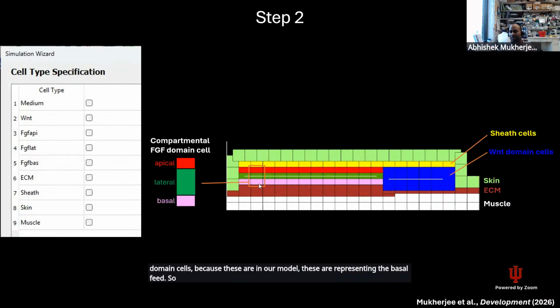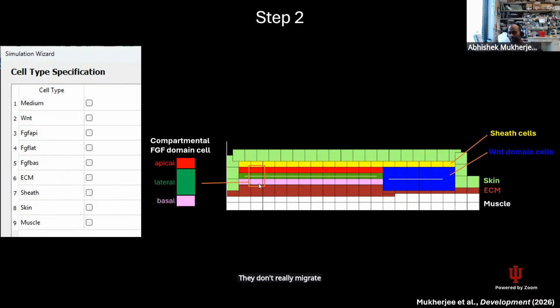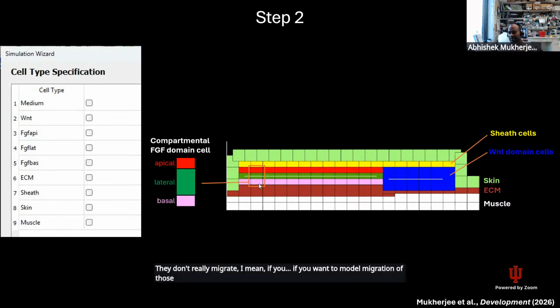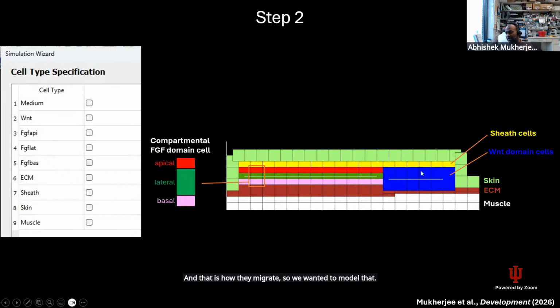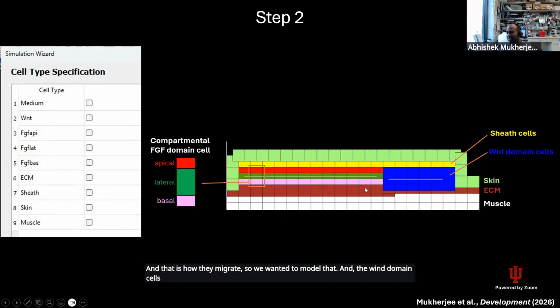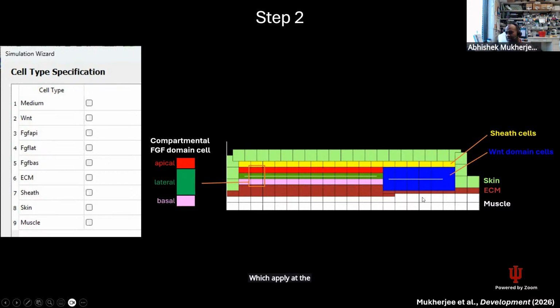So these FGF epithelialized cells, they don't really migrate. I mean, if you want to model migration of those types of cells, they have basal feet, basal lamellipodia, which protrude from underneath, and that is how they migrate. So we wanted to model that. And the wing domain cells, we did not specify basal feet per se, but we simply assigned migration potential to these cells, which apply at the centroids. And then we had ECM layer underneath, and the muscle layer below.